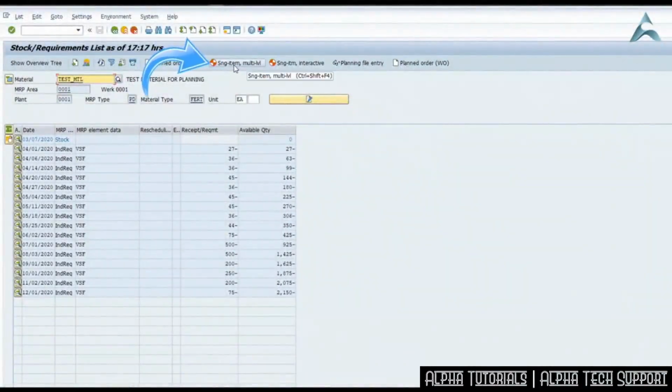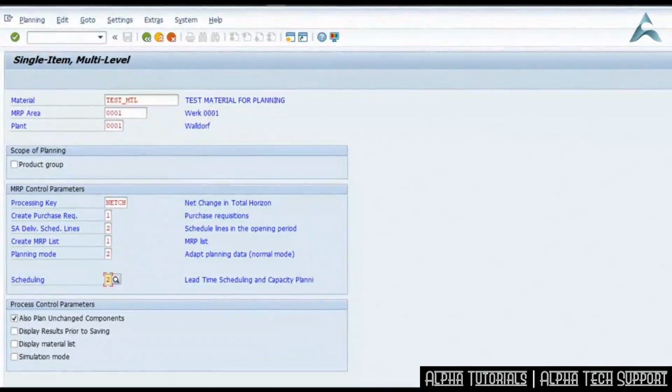This one will run MRP at the finished good level and explode those requirements all the way down through the BOM. This is the screen to execute the planning run for a single material within a single plant, but it will explode down through all levels of the BOM.